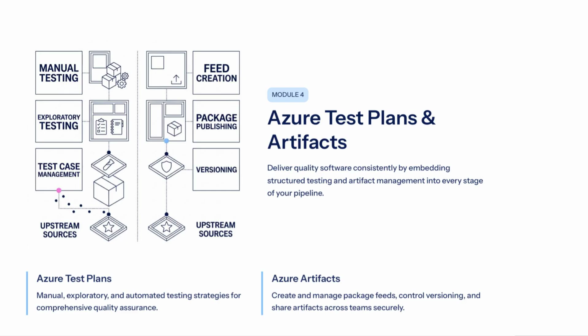With Azure Test Plans, you have access to manual, exploratory, as well as automated testing strategies that allow you to create and manage package feeds, control versioning, and maintain comprehensive quality assurance. Additionally, Azure Artifacts enables secure sharing of artifacts across teams, ensuring seamless collaboration and efficient workflow. By leveraging these tools, you can streamline your testing and deployment processes, reducing errors and increasing productivity.